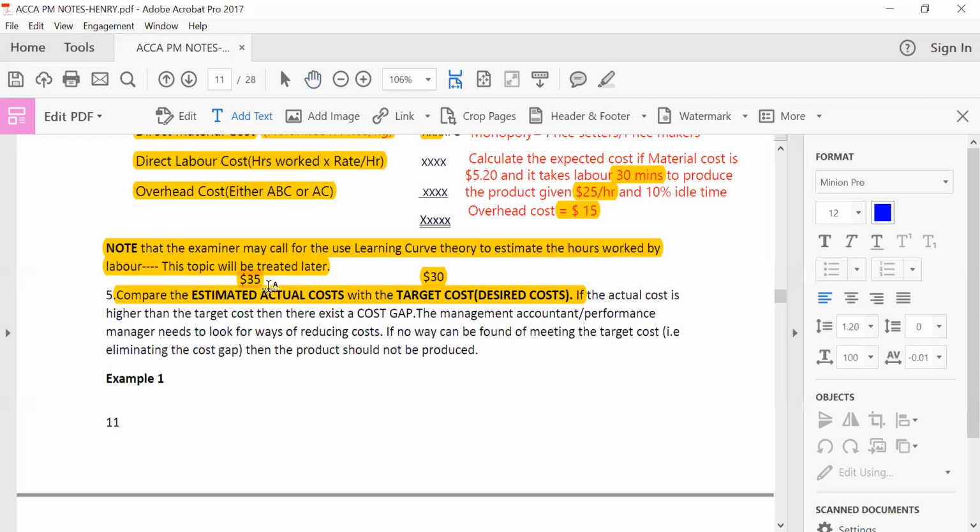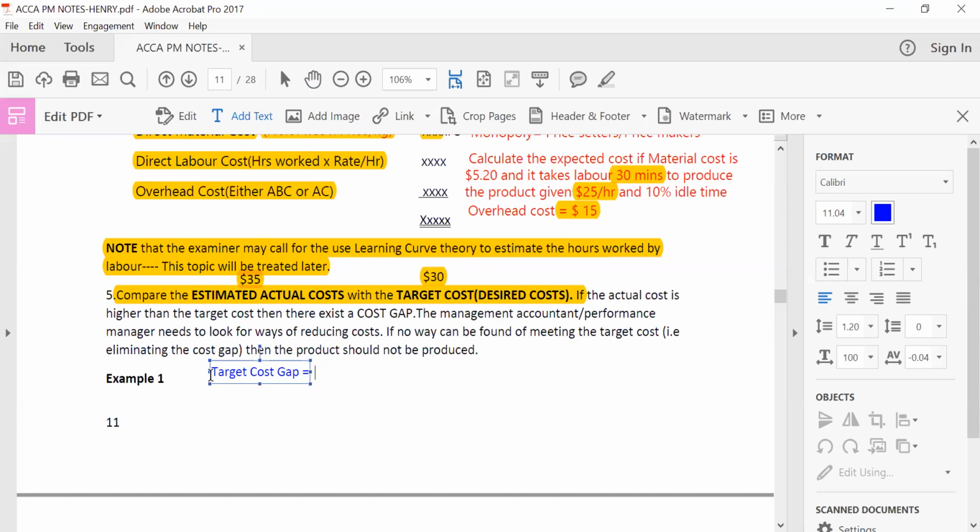So that difference between the expected cost, the actual cost of producing the product, compared with how much the customers and the market want it to be, we call it what? A target cost gap. And you have to find all ways to eliminate the target cost gap. If it cannot be eliminated, do not produce the product. So first of all, target cost gap. Target cost gap can be estimated if we have what? The target.